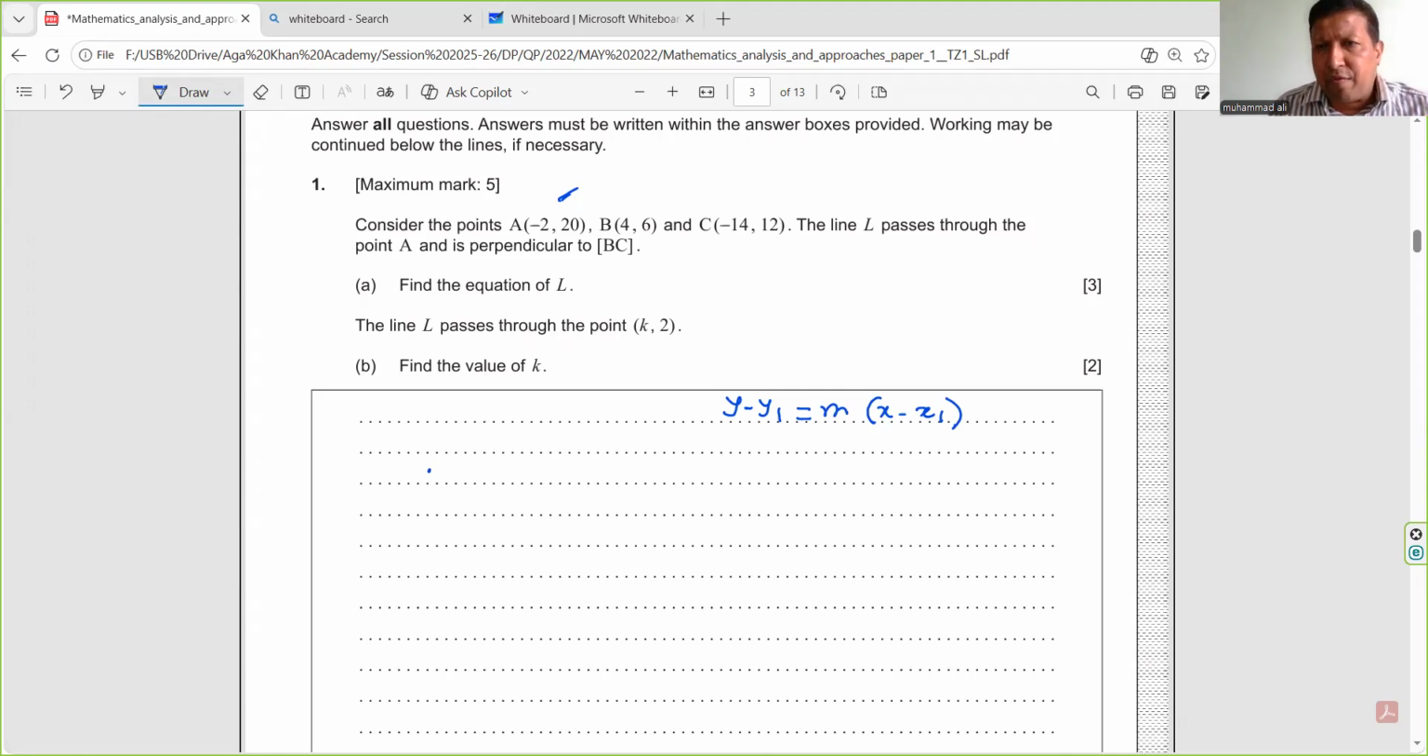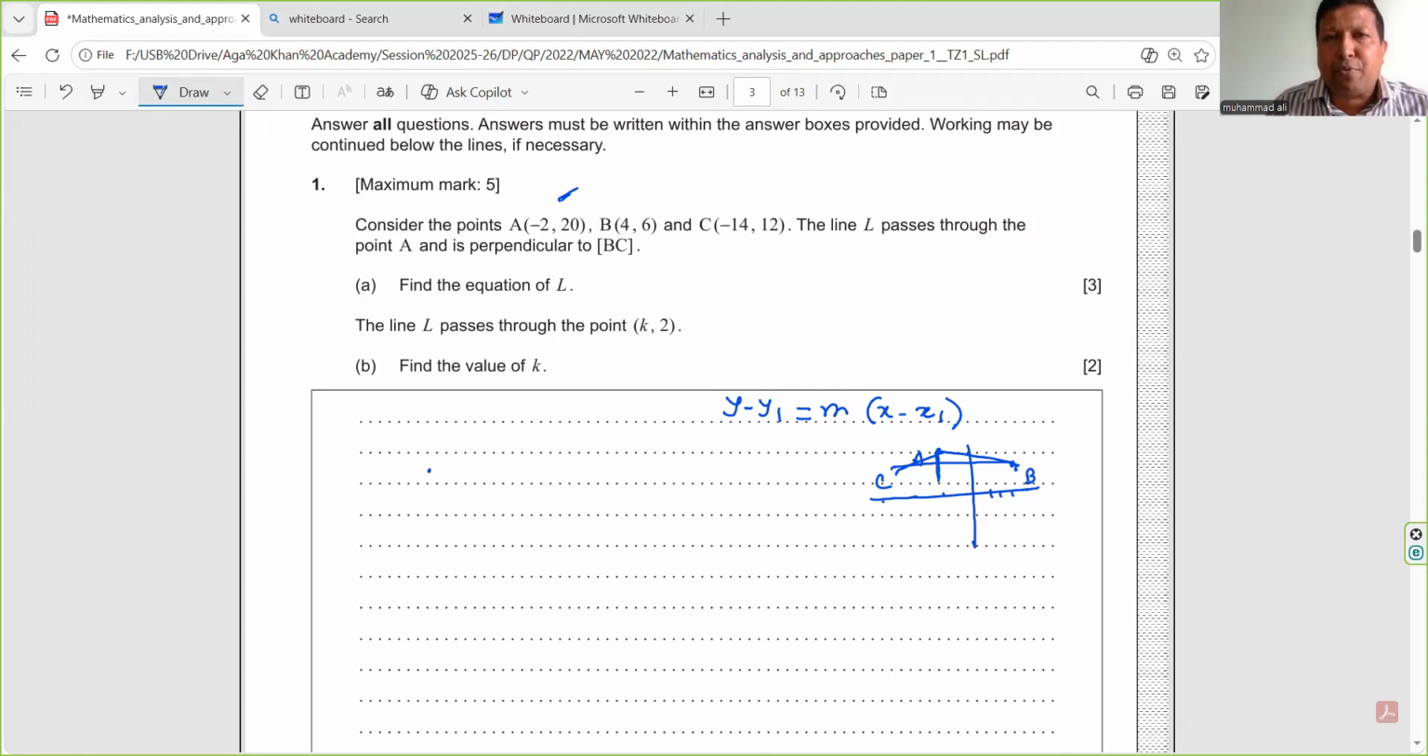If we roughly sketch it to understand, A is (-2, 20), like this is A. And B is (4, 6), here is B. And C is (-14, 12), this is C. So here, this is A, B, and C. The line L passes through A and is perpendicular to BC.